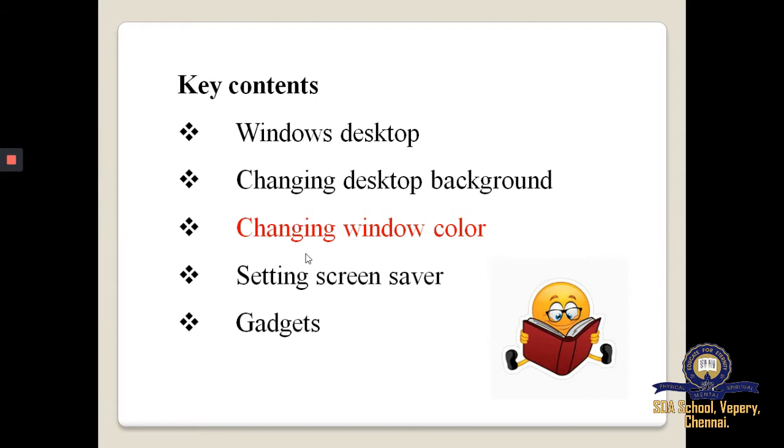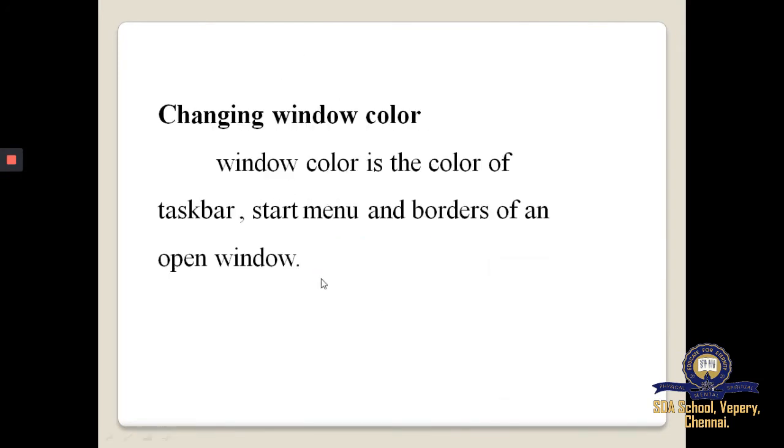These are the key contents of this lesson. Already we learned the topic Windows desktop and how to change the desktop background. Today we are going to learn how to change the window color. Today we will see about changing the window color. These are the subtopics of this lesson, Windows 7.